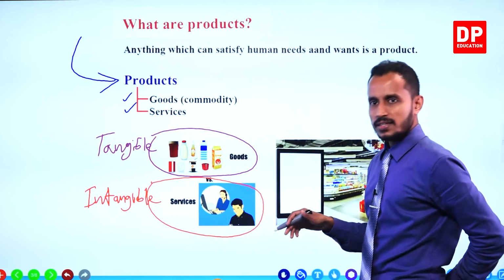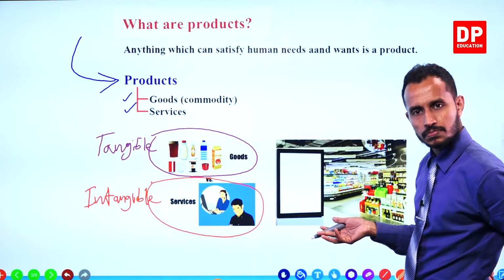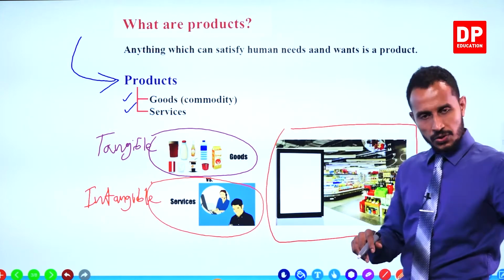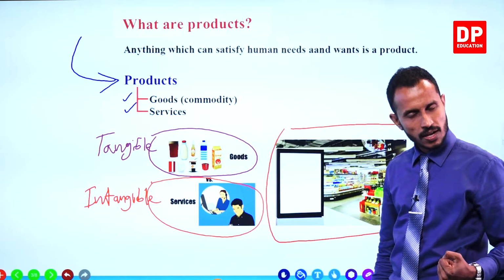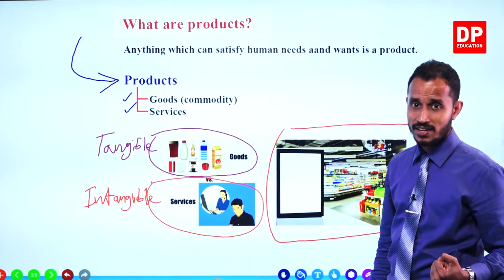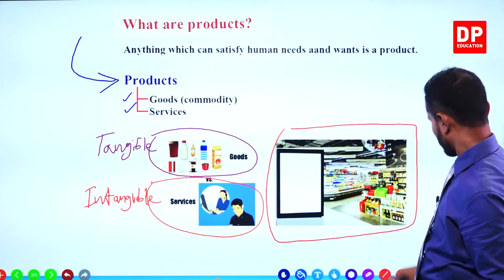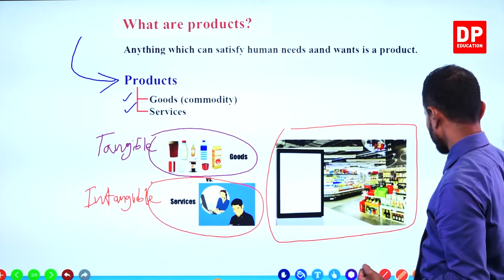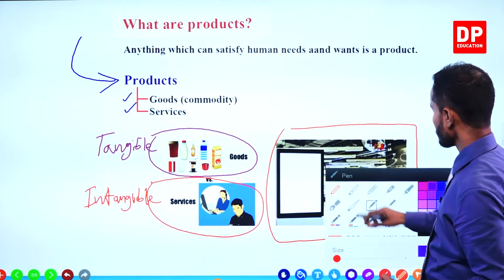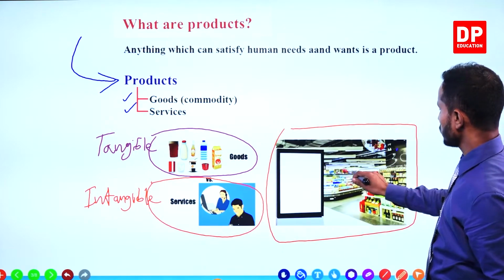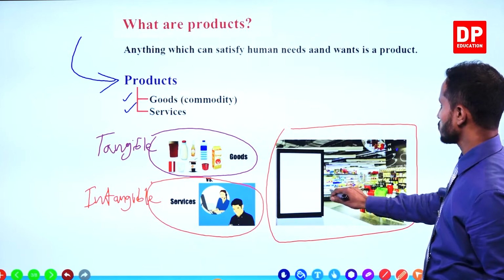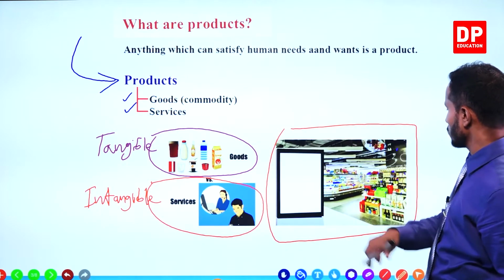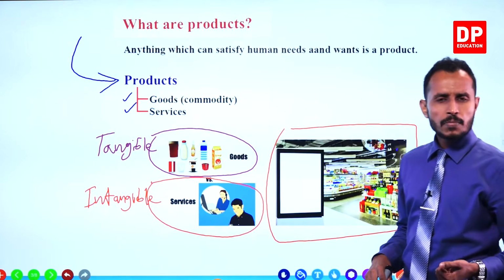Okay. What does this image show you? It shows a supermarket. Okay, what do you get from supermarkets? Goods or services, children? Everybody said goods, right? Of course, there are goods. You get a variety of goods. What you see here, you see various types of goods. Yes, you get goods. But don't you get a service?